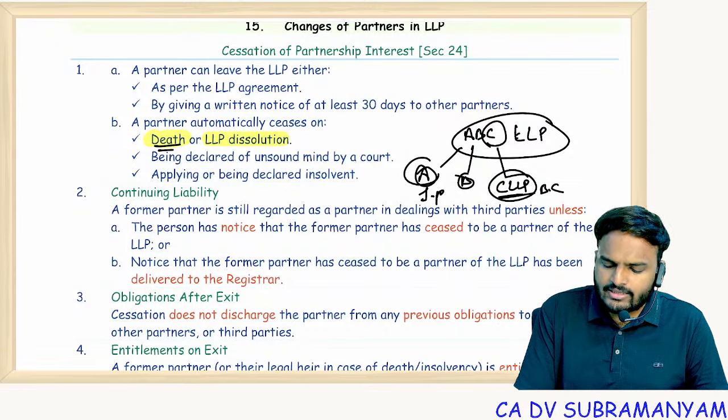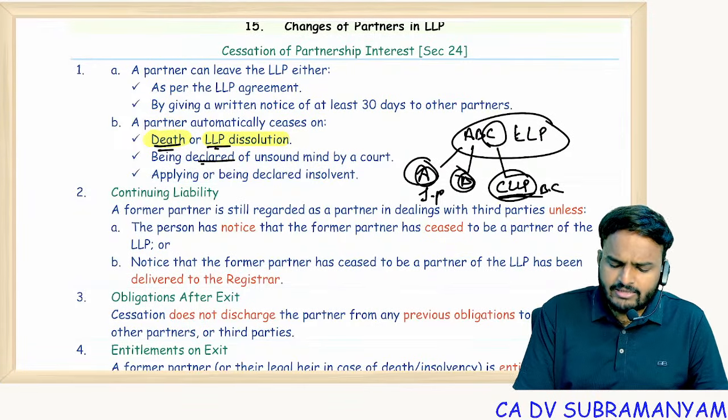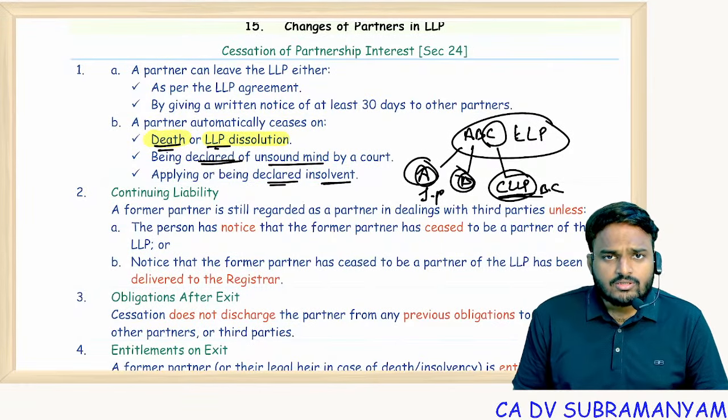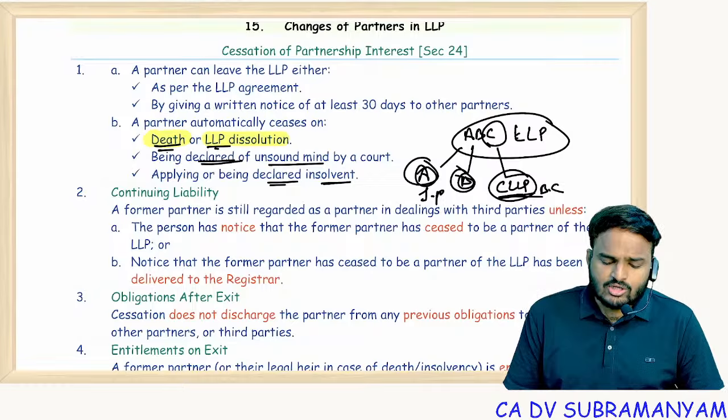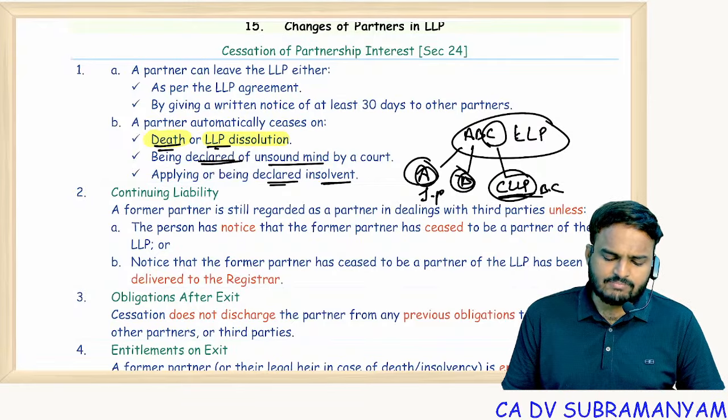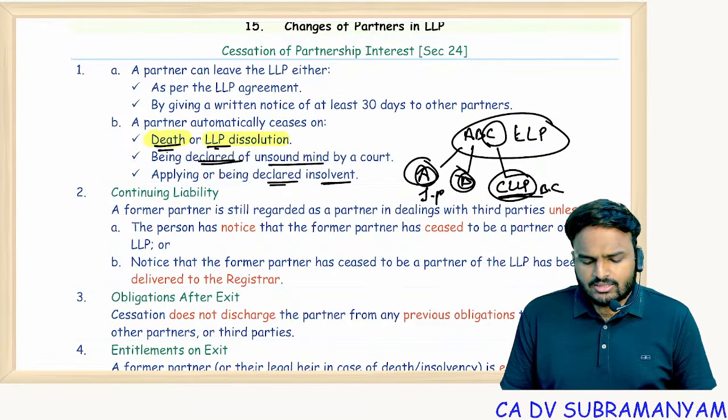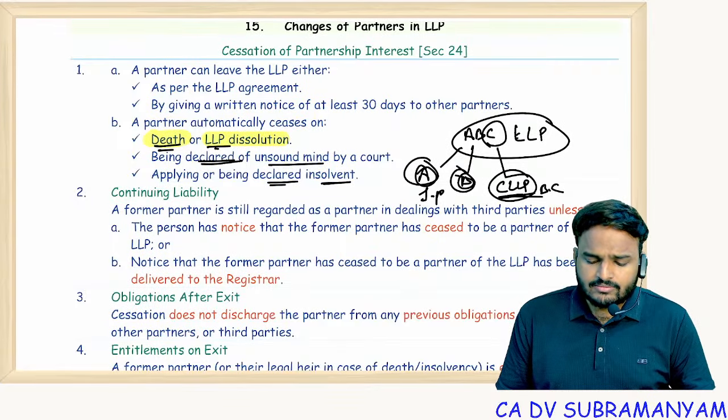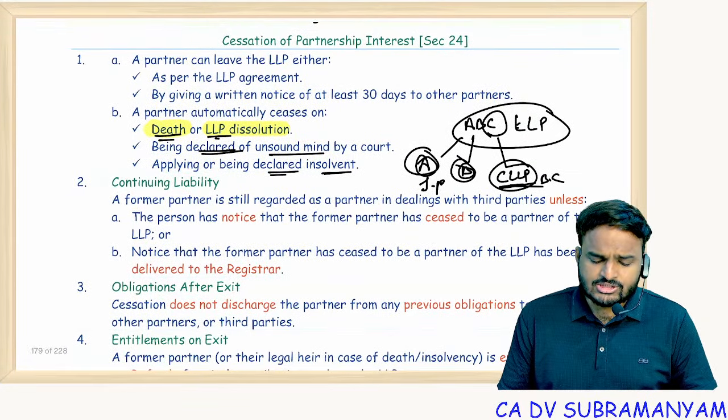Now, death of a natural person, or dissolution of the LLP, or any person declared to be of unsound mind by a court, or any person filing an application for declaring himself an insolvent. In all these 3 cases, the partner automatically ceases to be a partner. This is cessation of partnership interest.